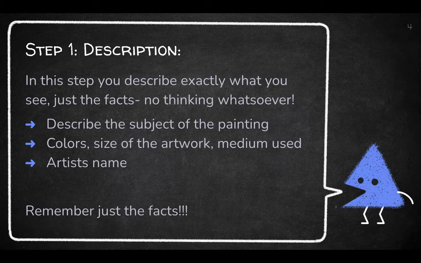So for the description phase, you describe exactly what you see, just the facts. You're not putting any thinking into it. You're not analyzing it. You're just describing exactly what you see. You can describe the subject of the painting, the colors, the size of the artwork, the medium used, the artist's name, just the facts. Description is just describing what's there.